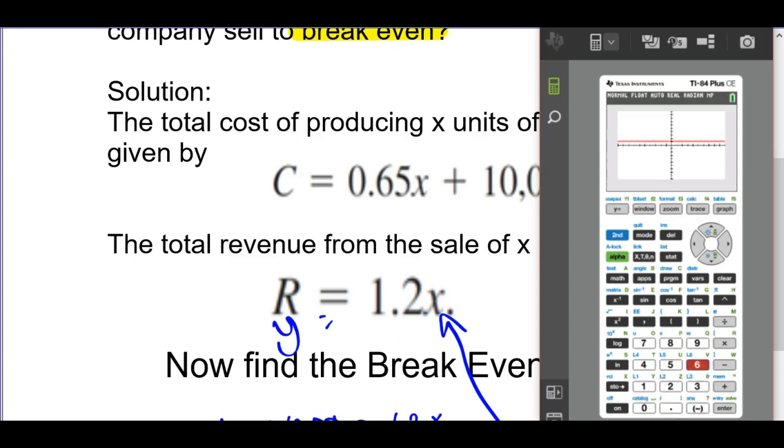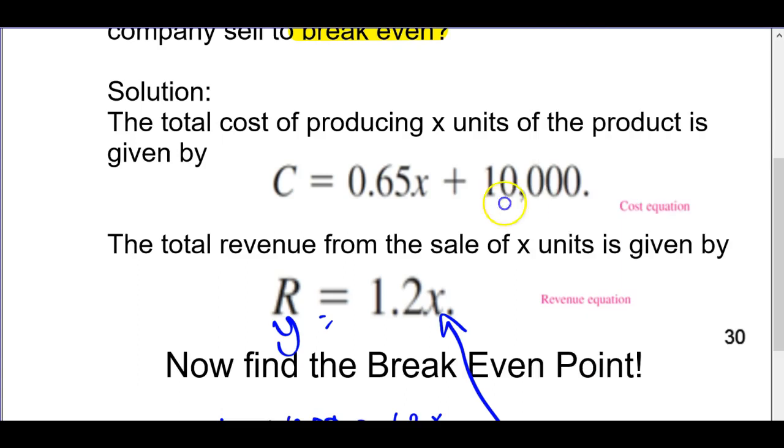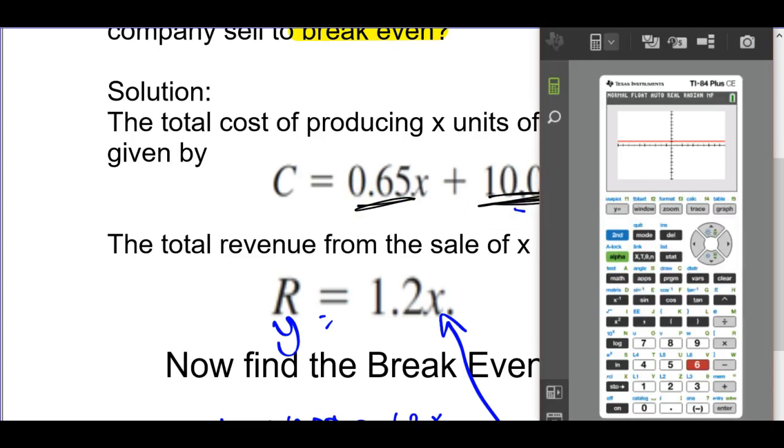Zoom 6 just gives me a standard 10 by 10 by 10 screen. It doesn't always find the two functions because 10,000 is really, really high, and this is rising 0.65 and running 1 unit. So it doesn't surprise me that I can't find it in a 10 by 10 by 10 window. So after Zoom 6, hit Zoom 0, not always a good fix, but at least it finds the functions for you.